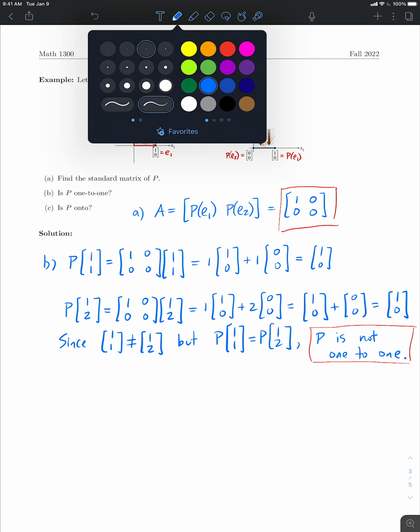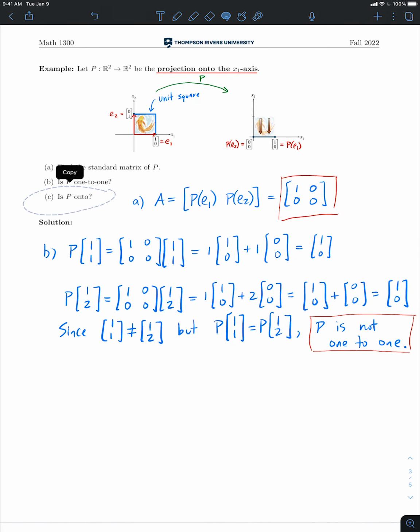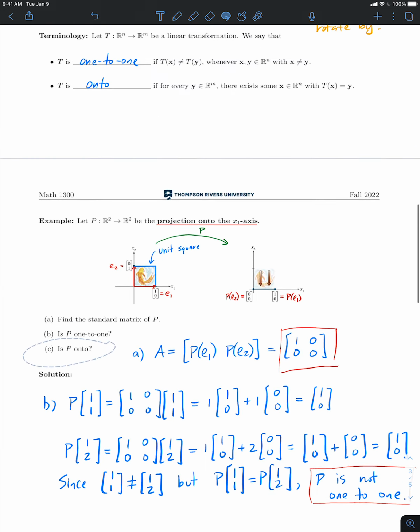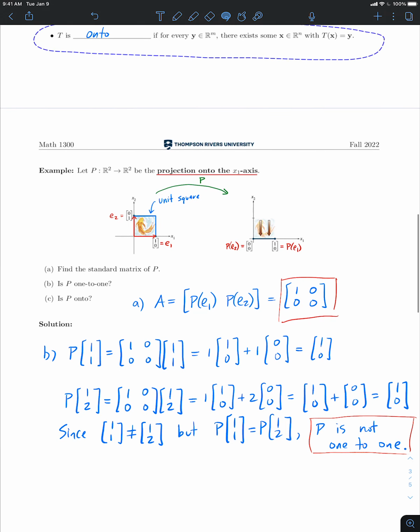And then what about part C? Is P onto? Okay, so that's the question. Remember what onto means? Onto means every vector in the codomain has to appear as an output vector from that transformation somehow. Well, what do all the output vectors of this transformation P have in common? Well, what does P do? Remember, it pushes everything down onto the x1 horizontal axis. So really, that's your answer right there.